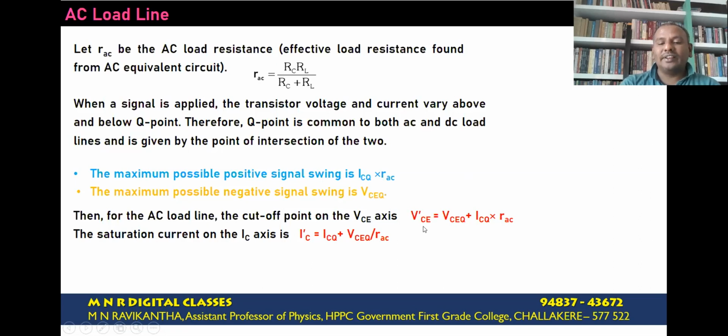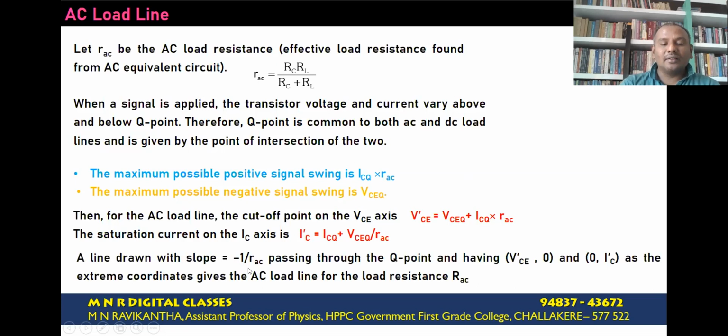First point, VCE is equal to VCEQ plus ICQ into RAC. The other one is IC dash equal to ICQ plus VCEQ by RAC. A line is drawn with slope equal to -1 by RAC passing through the Q point and having (VCE dash, 0) as the first point and (0, IC dash) as the second point, which gives us the extreme coordinates corresponding to cutoff and saturation points. And the line joining these 2 points gives us the AC load line corresponding to the load resistance RAC.